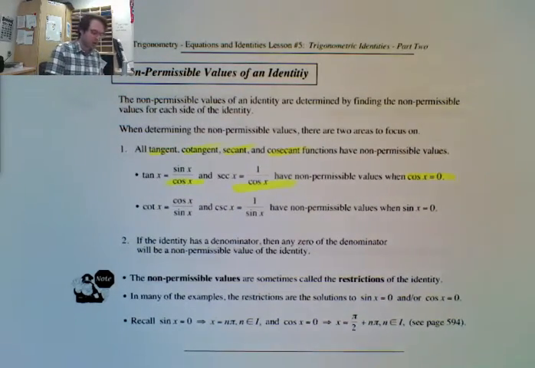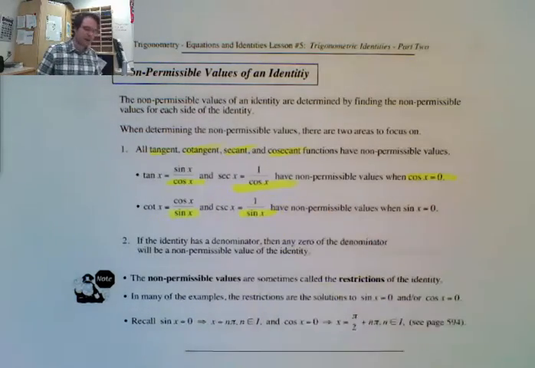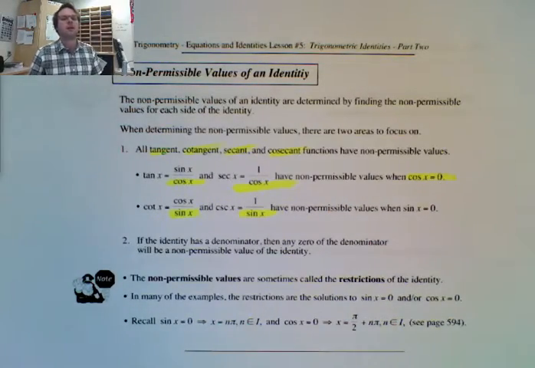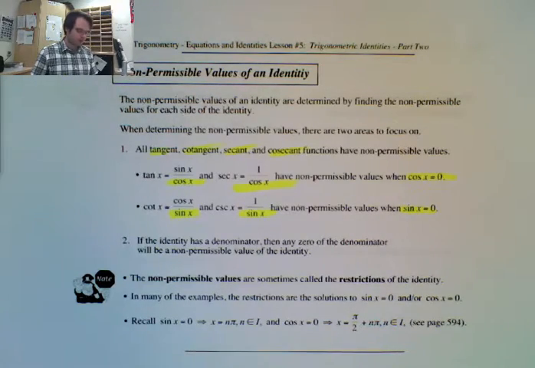Now if I look at cotangent x, we have sine x as the denominator, and the same with cosecant x. Sine x cannot equal 0, because as soon as we divide by 0, it is a non-permissible value. So that's how we find our non-permissible values.